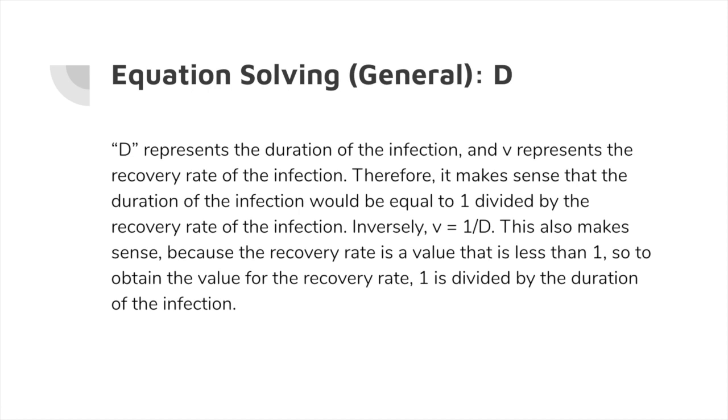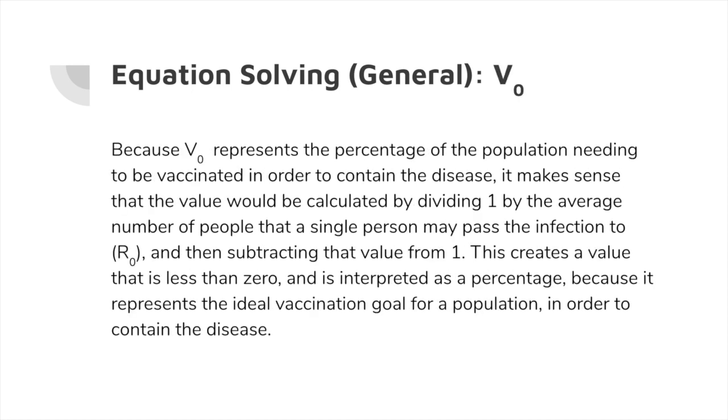This also makes sense because the recovery rate is a value that is less than 1, so to obtain the value for the recovery rate, 1 is divided by the duration of the infection. So then, for V of O, V of O represents the percentage of the population needed to be vaccinated in order to contain the disease.